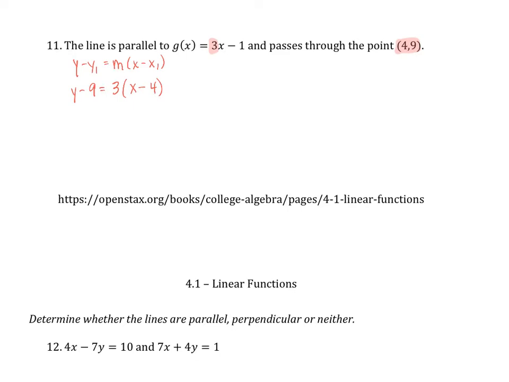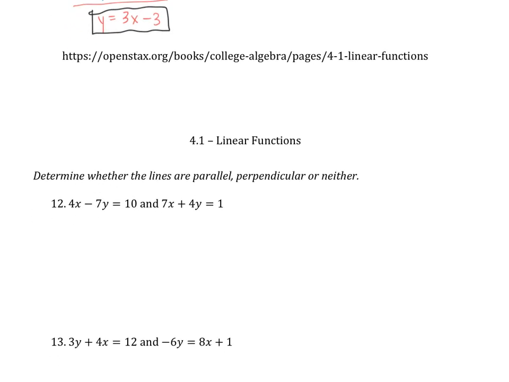Now we're going to distribute the 3. So we'll have y minus 9 is equal to 3x minus 12. Add 9 to both sides. Again, we're trying to get it in slope-intercept form. y equals 3x minus 3. And that would be our equation in slope-intercept form. And the directions don't tell us to put it in slope-intercept form, but that's just kind of the go-to. So if it doesn't tell you, you can write it in slope-intercept form. That's what you should probably do.